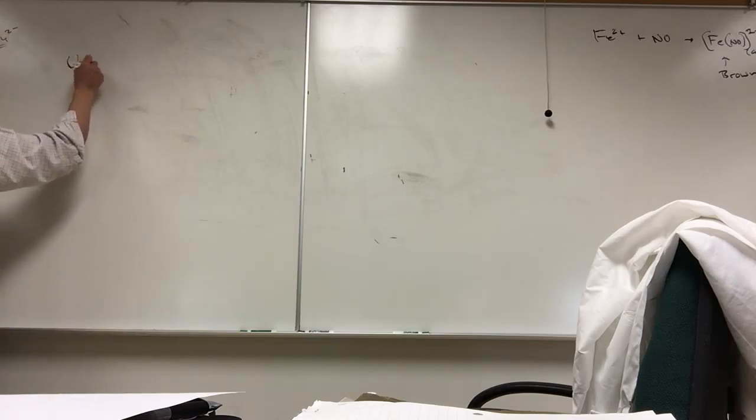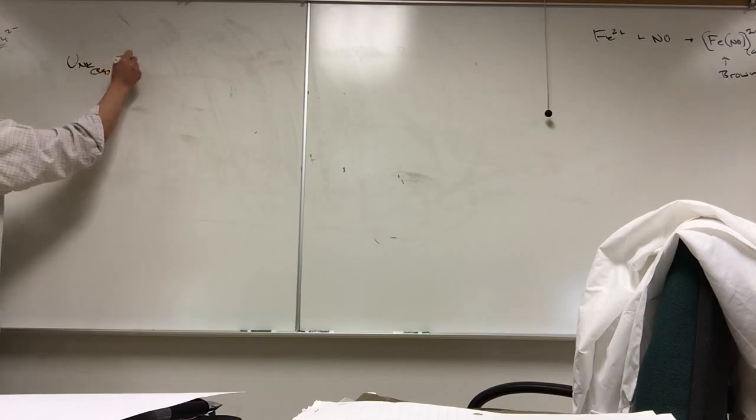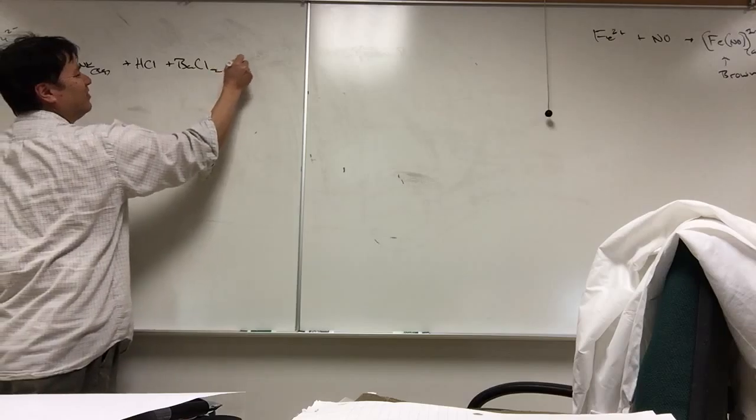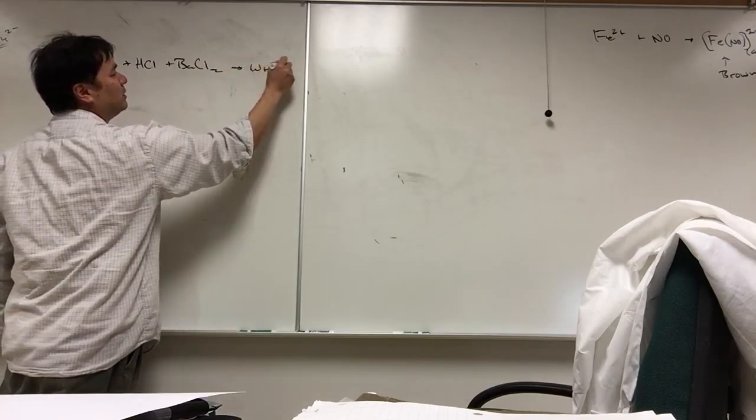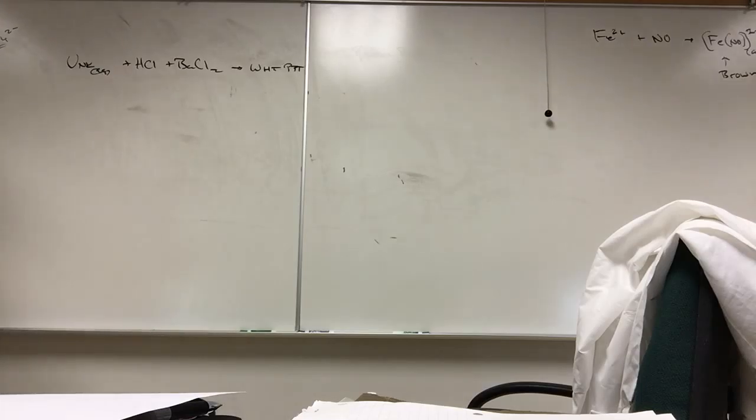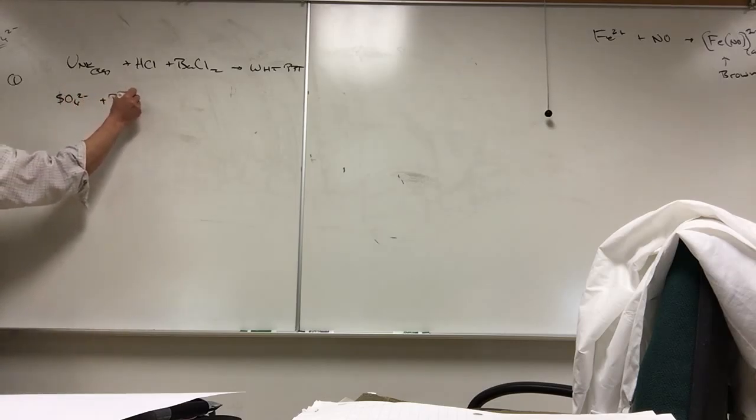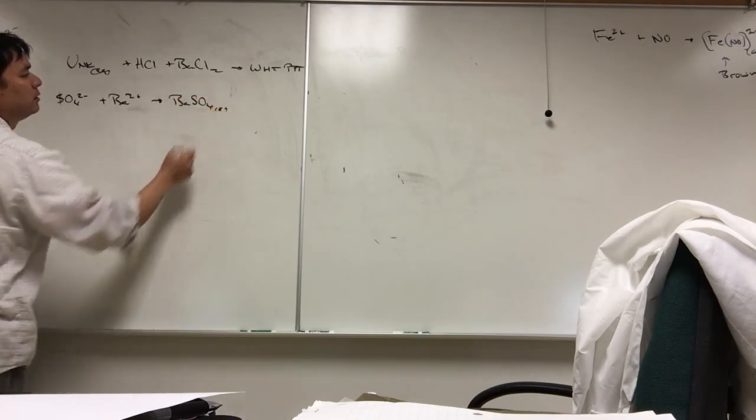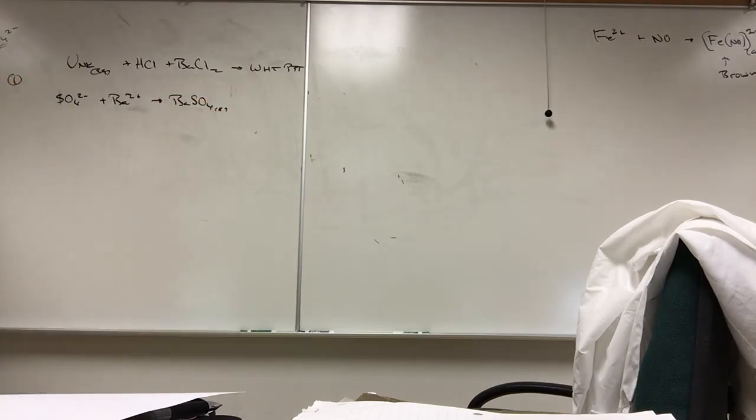We take our unknown, aqueous, and then add some HCl and some barium chloride, and we end up with a white precipitate. The equation here is that if there are sulfate ions present, then those will react with barium to produce BaSO4. BaSO4 is a white PPT.